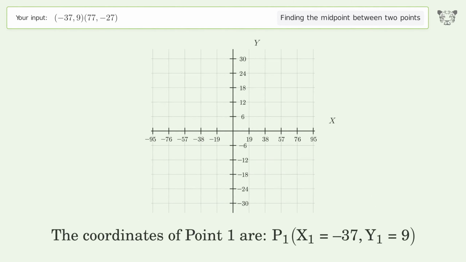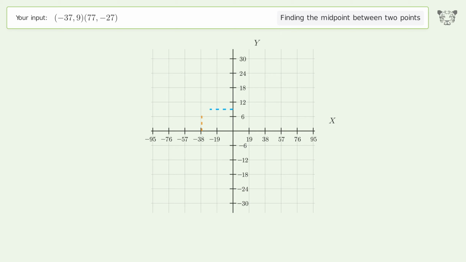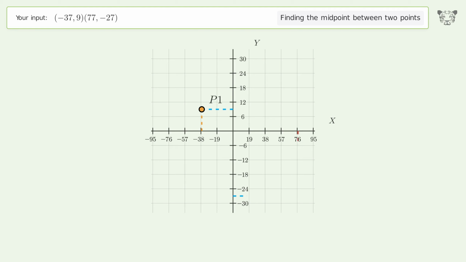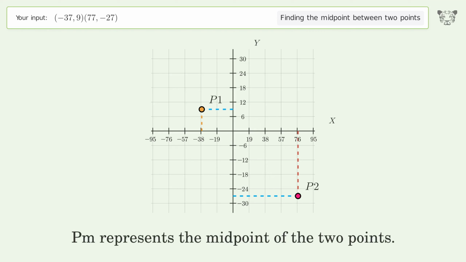The coordinates of point 1 are, x1 equals -37, y1 equals 9. The coordinates of point 2 are, x2 equals 77, y2 equals -27. PM represents the midpoint of the 2 points.